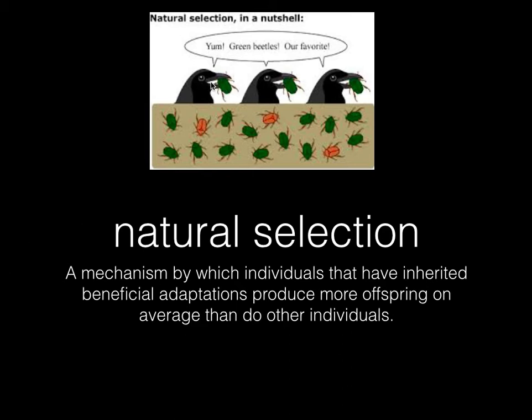So in this case, the green beetles are going to eventually start to die off, and then there will be more of these orange beetles because they will be the ones reproducing, because the prey are eating the green beetles. So that is an example of natural selection.